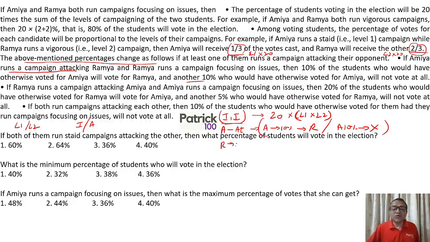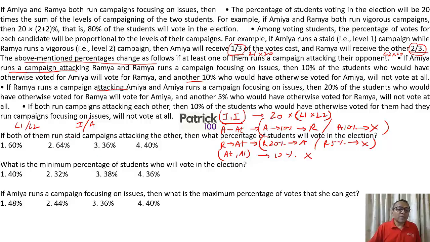Next, if Ramya goes for attacking mode, Ramya runs a campaign attacking Amya, then 20% of students who vote for Ramya would vote for Amya, and 5% who vote for Ramya would not vote at all. Okay, and last is if both run attacking mode, attack both, right? Then 10% of the students who otherwise voted would not vote at all. So 10% would not vote for both of them.